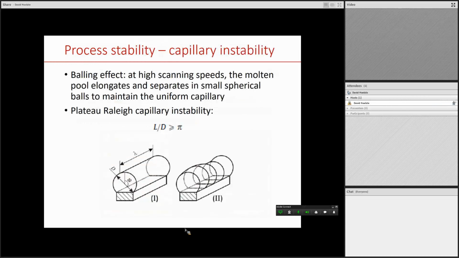Another instability is the capillary instability. Typically, when you deposit the material, it will show this half cylindrical shape. But when you deposit it too fast, the scanning speed is too high, and the molten pool elongates and separates into small spherical balls to maintain uniform capillary. Then you get the shape in the right picture.